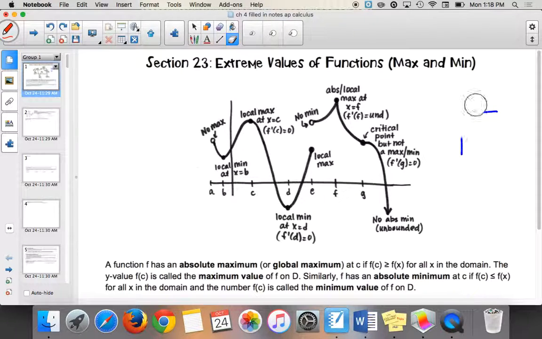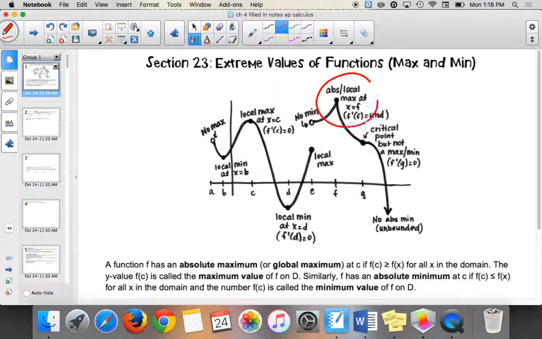So there can be lots of weird things. We can have the derivative equaling undefined, and there can be a maximum. Do you guys see where that happens? At corners and cusps. A critical point is what we're going to be talking about today. So critical points are where something interesting is happening. The derivative is equal to 0 or it's undefined.